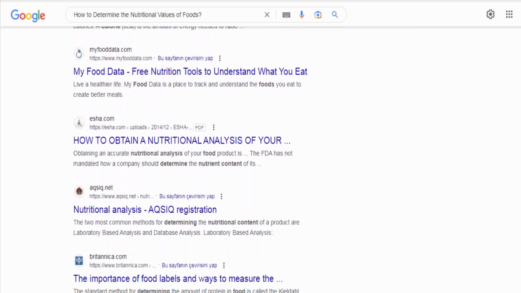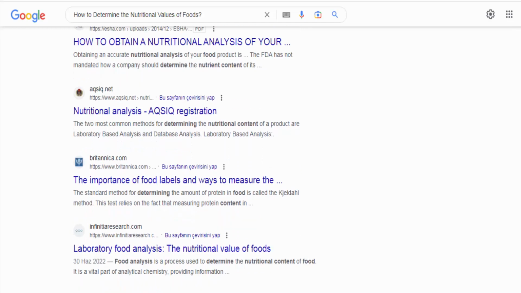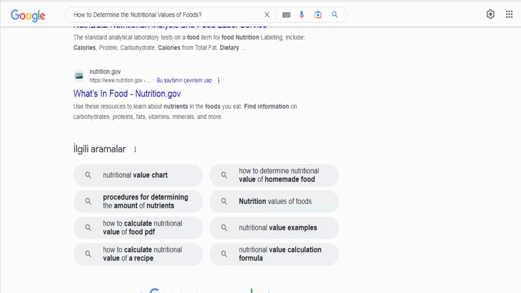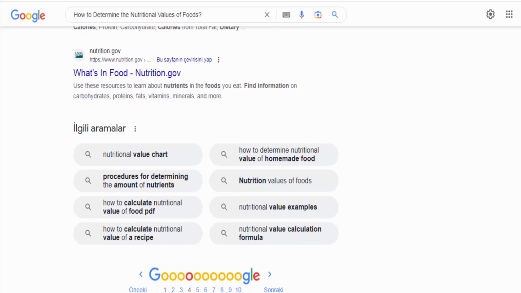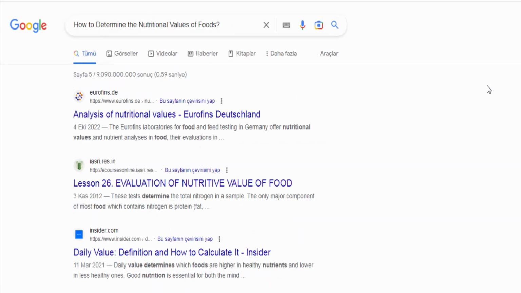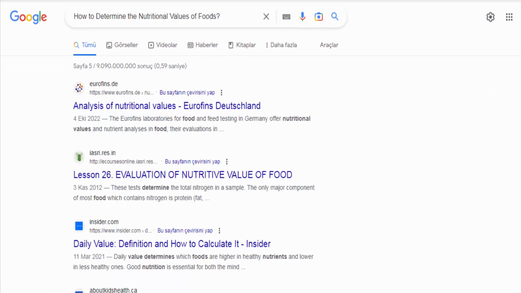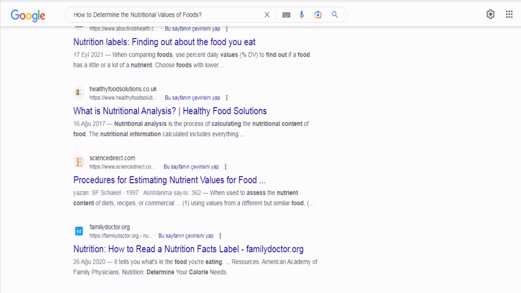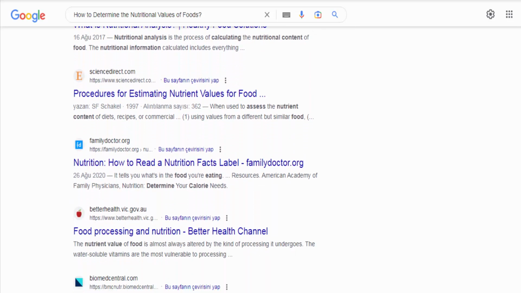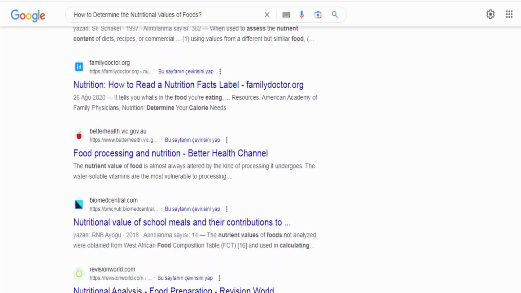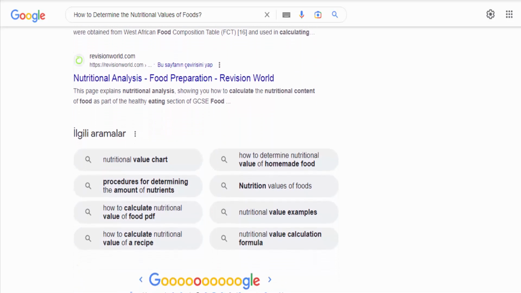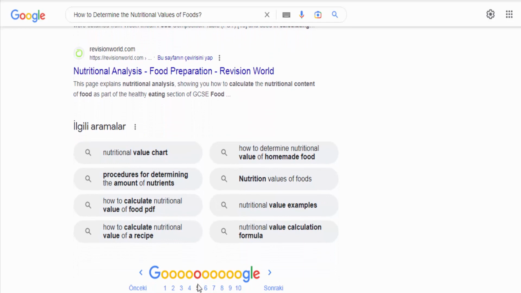Nutritional labeling regulations. Many countries have regulations that require food manufacturers to provide nutritional information on their product labels. This includes information such as serving size, calories, macronutrients, vitamins, minerals, and sometimes additional information like cholesterol or sodium content. These labels are usually based on laboratory analysis and are required to be accurate and standardized according to the specific regulations of each country.